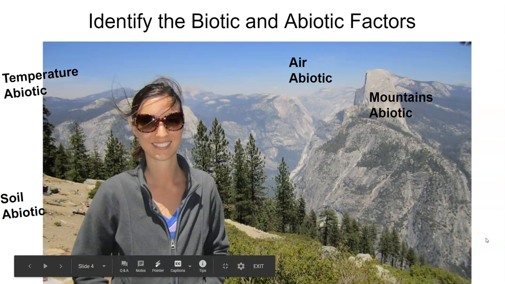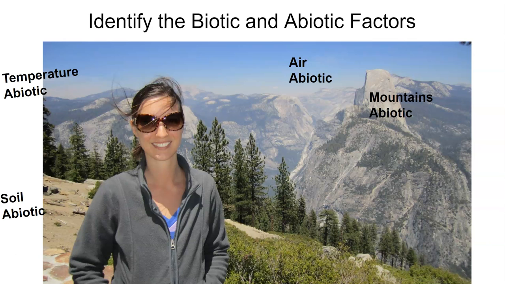All right, here's some that I saw. Soil, temperature, air, including oxygen and carbon dioxide. Our plants need the carbon dioxide. We need the oxygen. Our mountains are abiotic. You could say my sunglasses are abiotic and my shirt. But any of those things, those rocks back there by the soil, those are all abiotic things.